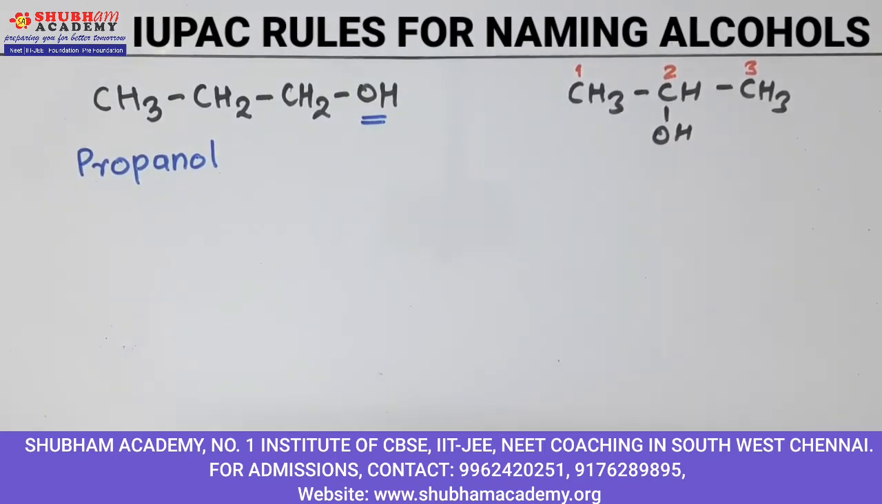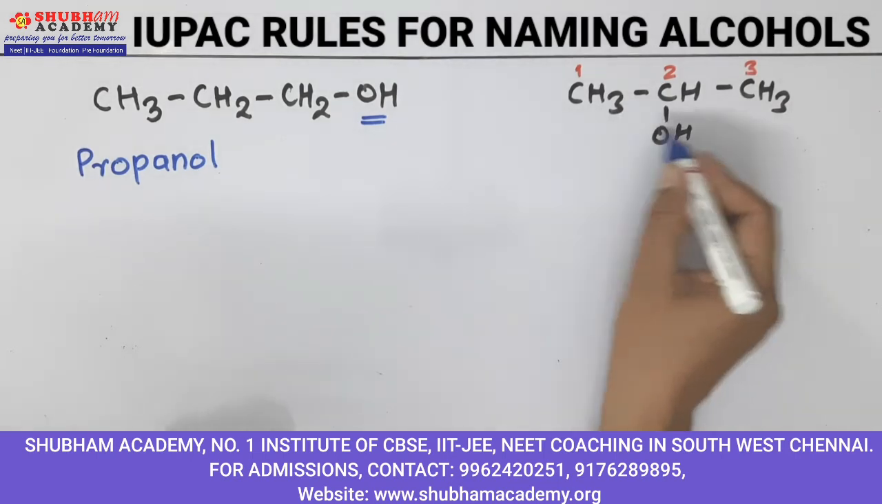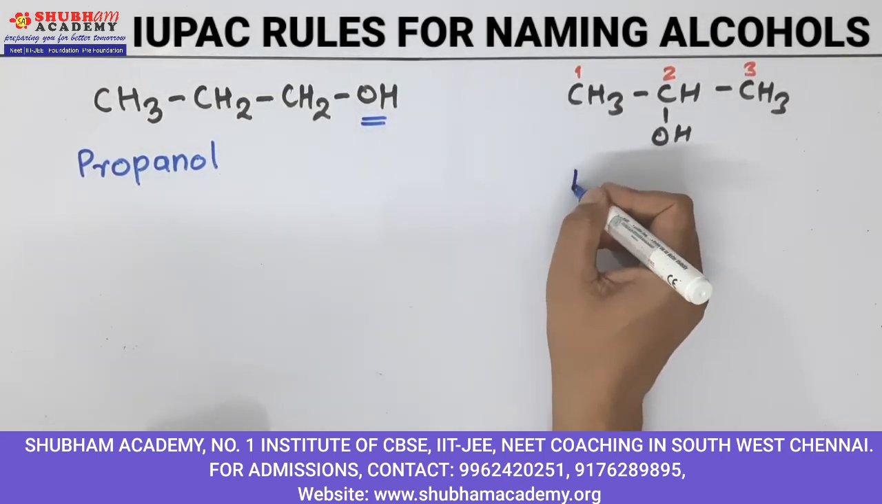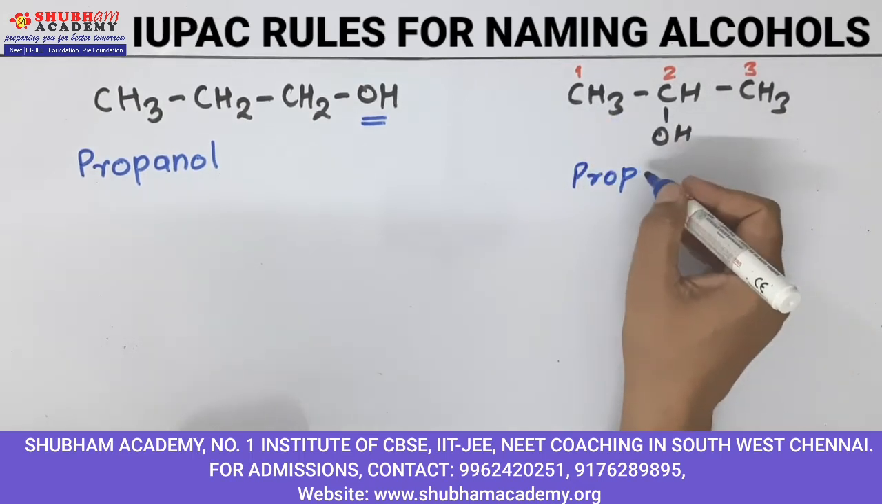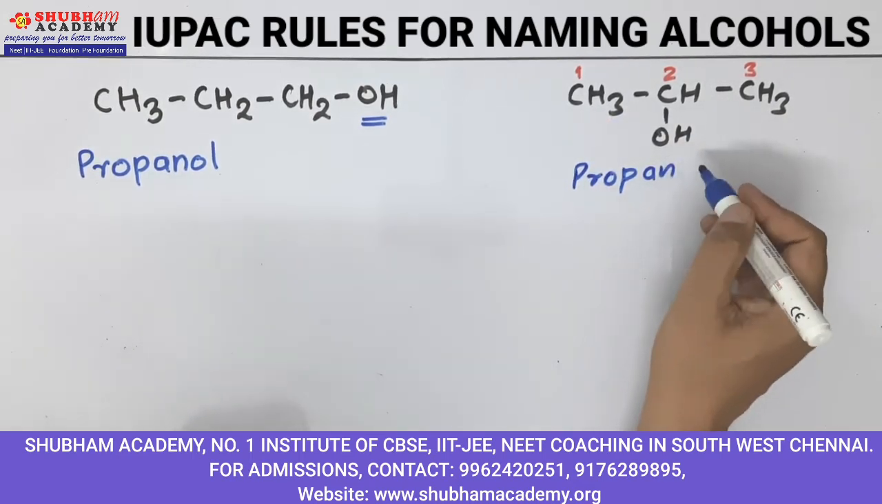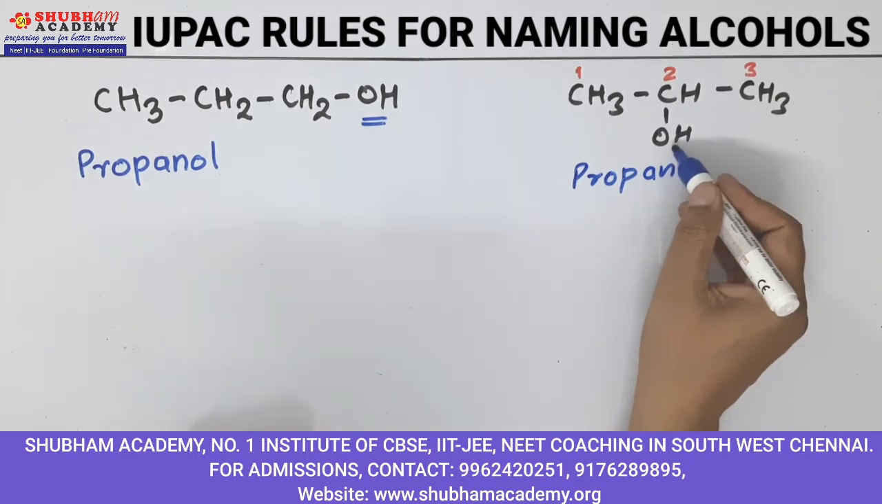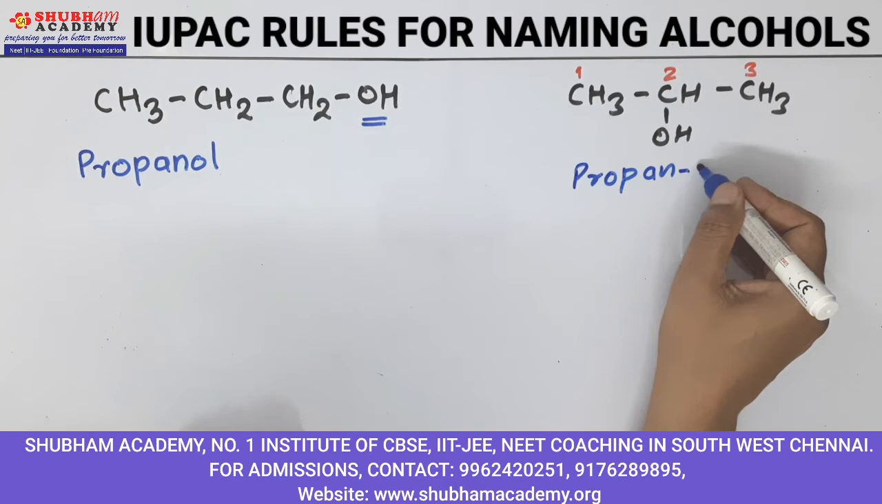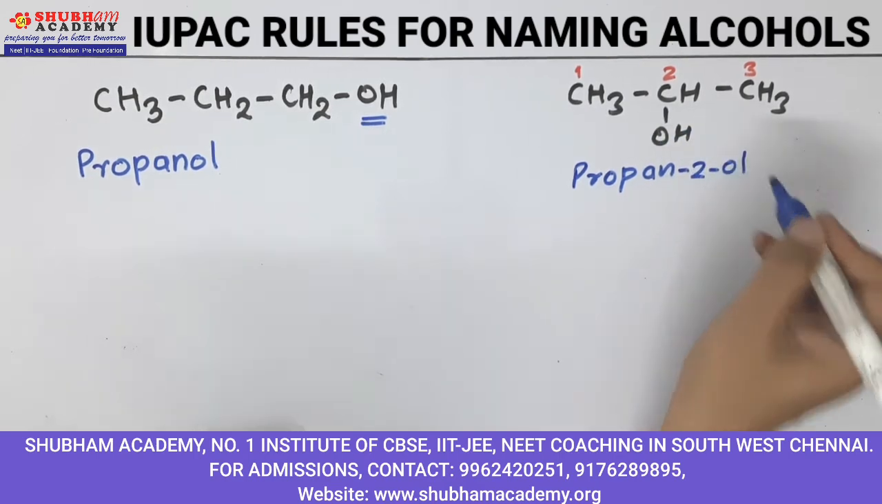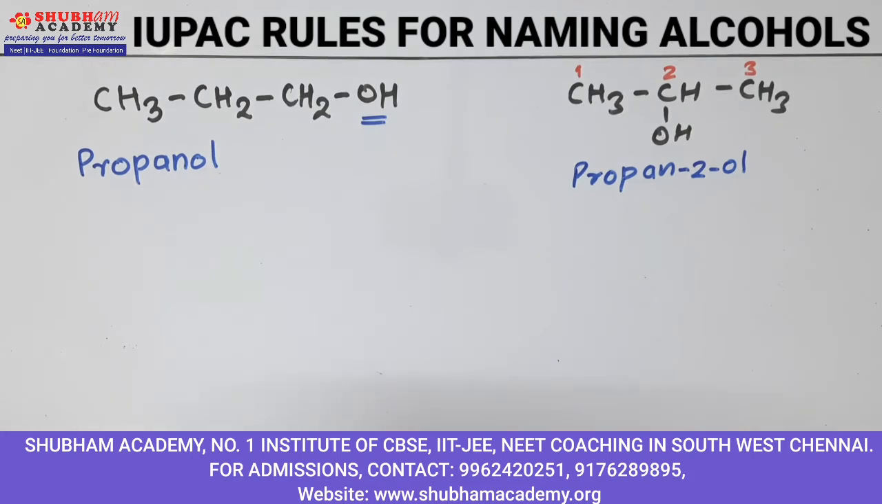Now the name becomes: 3 carbon atoms in the parent chain, so prop. You have single bond between all the carbon atoms, ane. Now your secondary suffix is ol, which is present on the second carbon, so you must mention its position. So 2-ol. So the name of the compound is propane 2-ol. A few more examples we'll see.